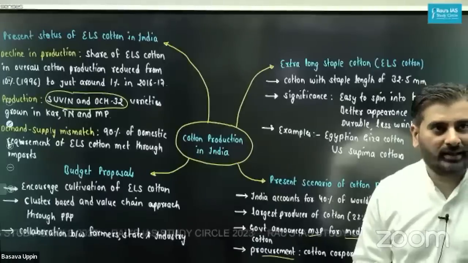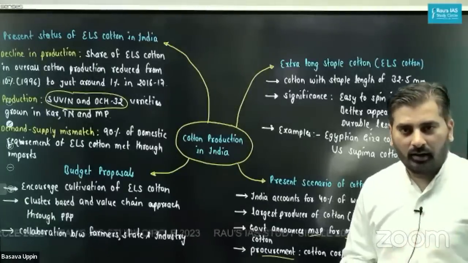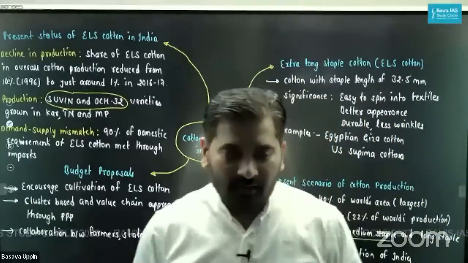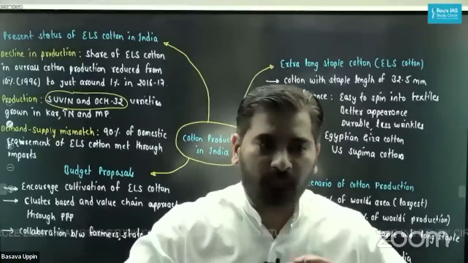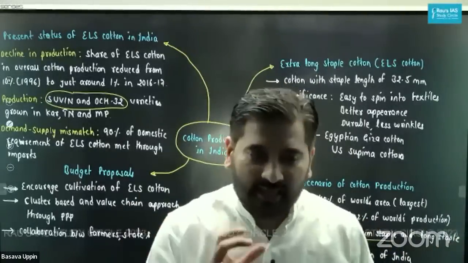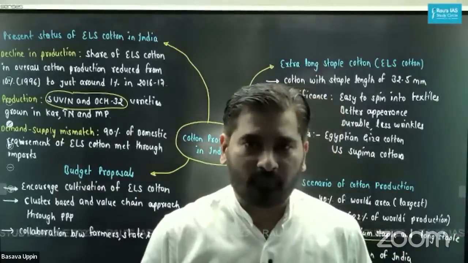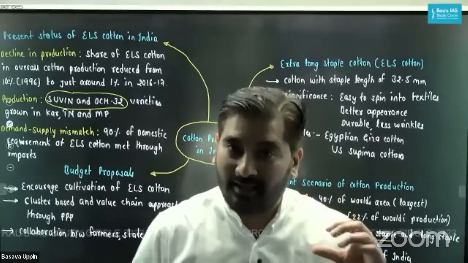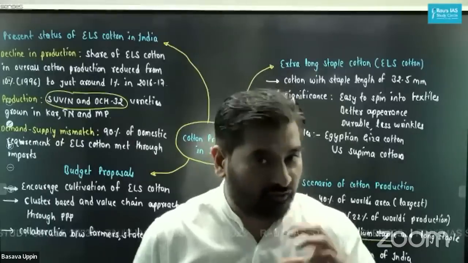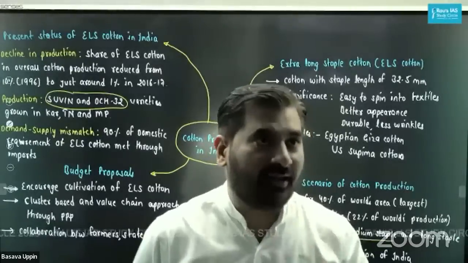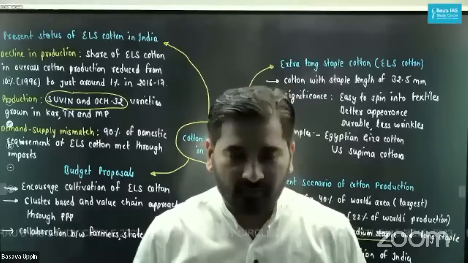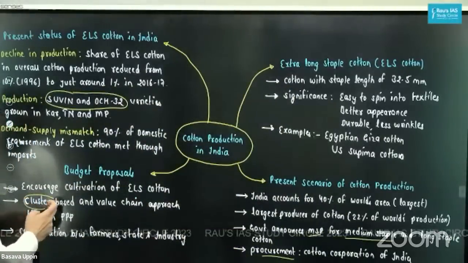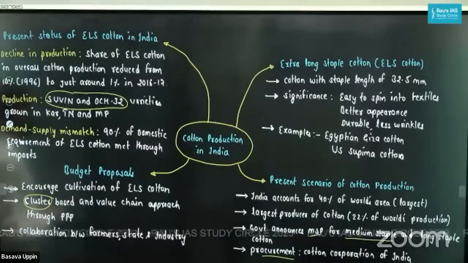How are we going to increase the production of extra long staple cotton? You should understand that this variety of cotton cannot be grown throughout India. It can be grown in only certain pockets of India. Why? Because this variety of cotton requires ideal climatic conditions, ideal soil conditions, ideal water requirements. So what we are going to do is identify the clusters in India where we can promote the cultivation of extra long staple cotton.